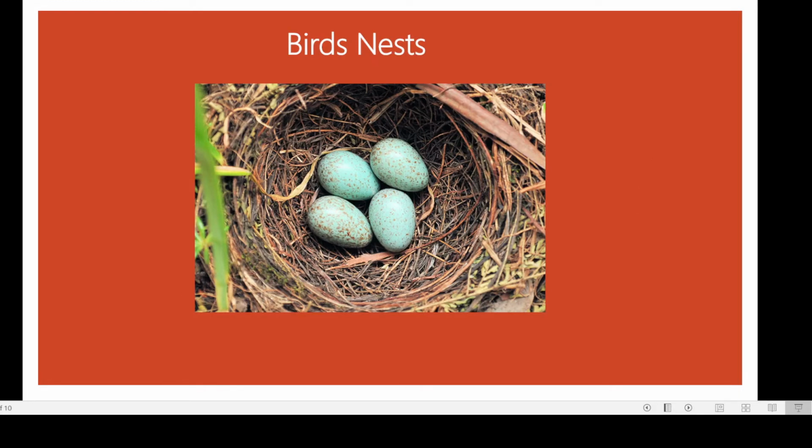Now here you can see a picture of birds' nests, and you can see that they are made up of dry leaves and twigs, which all come from plants.